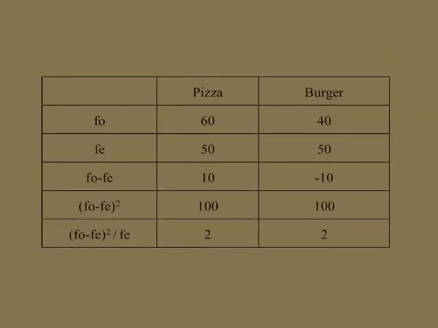Now let us calculate the values following the given procedure. Here we see the observed frequency for pizza is 60 and for burger is 40, and the expected frequency is 50 for both the groups. We subtract expected frequency minus the observed frequency, which gives us the value 10 for the pizza group and minus 10 for burger. Next, we square the obtained values, which gives us 100 for each group. And finally, we divide it by the expected frequency, which gives us the value 2 for each group.